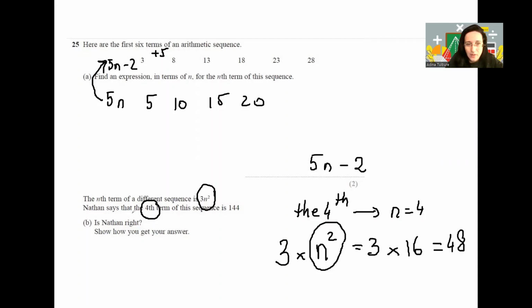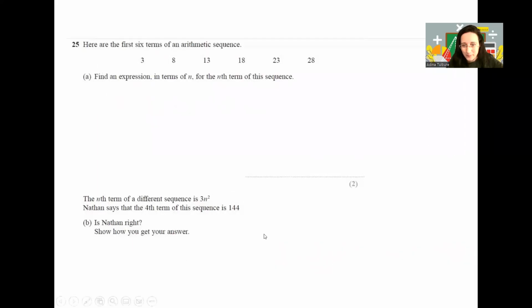So it says, Nathan says that the fourth term of this sequence is 144. Okay, well, it's not. As you can see here, the fourth term in this sequence is 48. So, of course, Nathan is not right. All right, so let's go to the next question then.